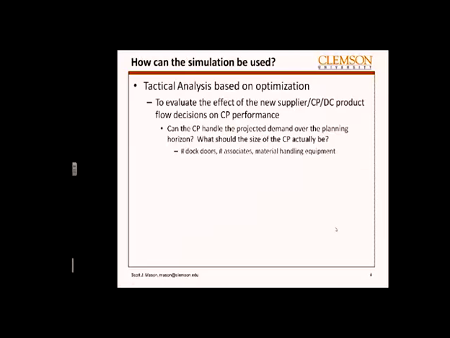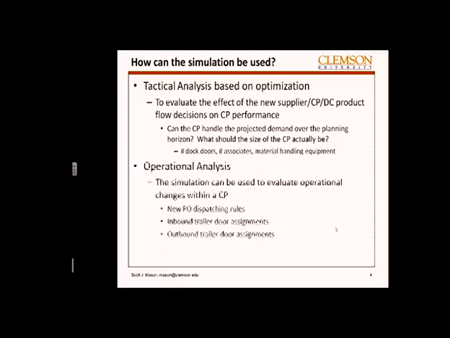So why would you do this simulation? Well, we could do a tactical analysis based on our optimization study, such that we can look at, the optimization model recommended these new routings of suppliers to consolidation points to distribution centers. Well, we want to see how that's going to impact consolidation point performance. Can it handle the demand? How can it handle the demand over time as we see this 5-year strategic analysis? And if you remember the forecasted 10 to 12% growth per year, we want to see how does the resource actually perform in terms of dock doors, associates, and the material handling equipment.